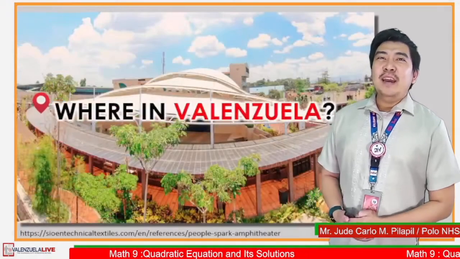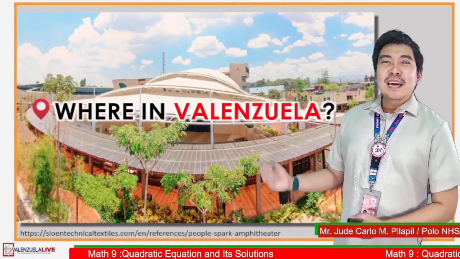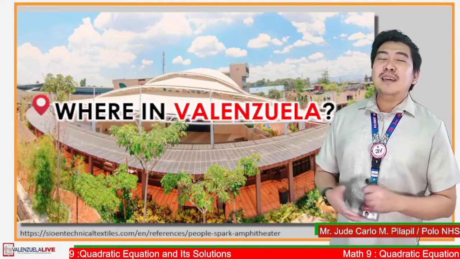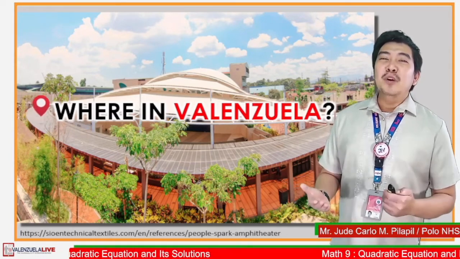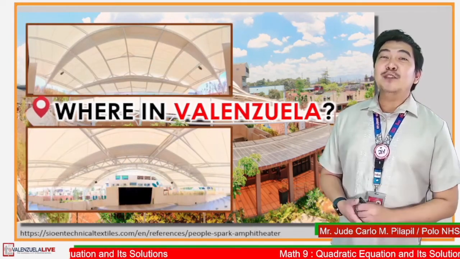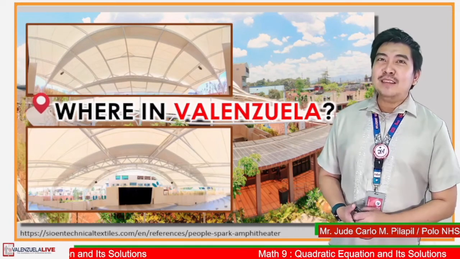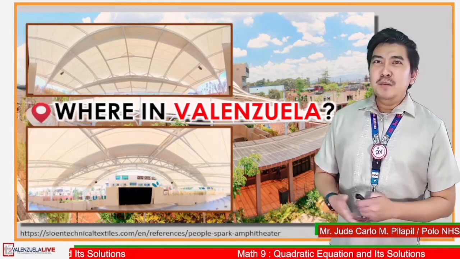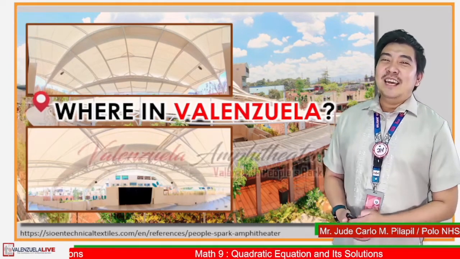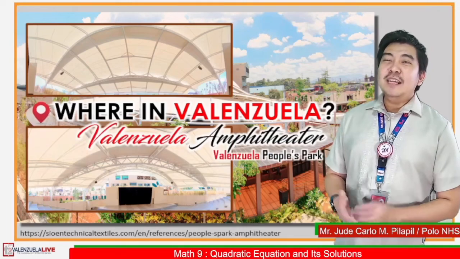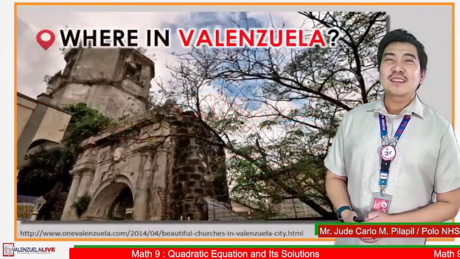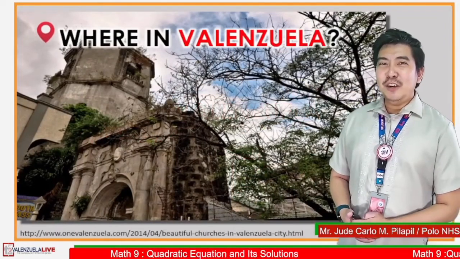Where can you find this place? It is built beside the Valenzuela City Government Center and the Valenzuela Town Center. It is notable because of the arc-shaped ceiling. This is also built to house significant gatherings in Valenzuela. Are you familiar with the place? Correct! This is the Valenzuela City Amphitheater that can be found in Valenzuela People's Park.